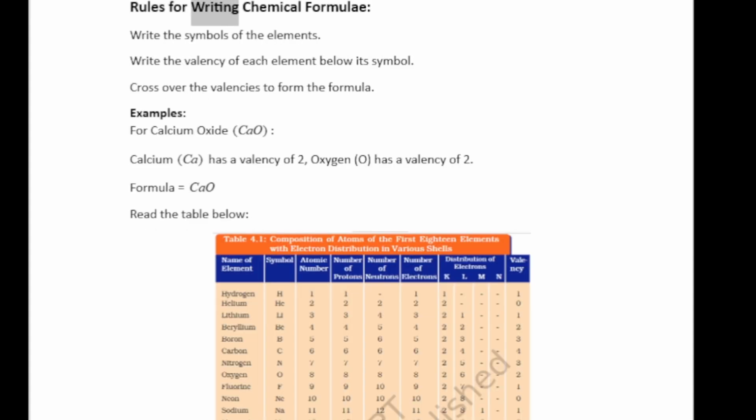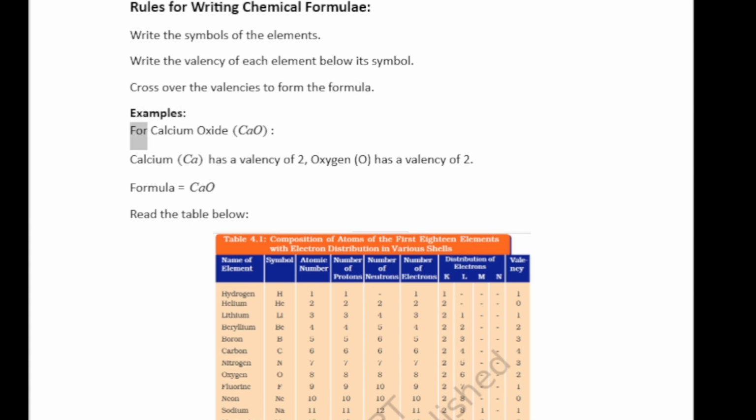Rules for writing chemical formulae. Write the symbols of the elements. Write the valency of each element below its symbol. Cross over the valencies to form the formula.